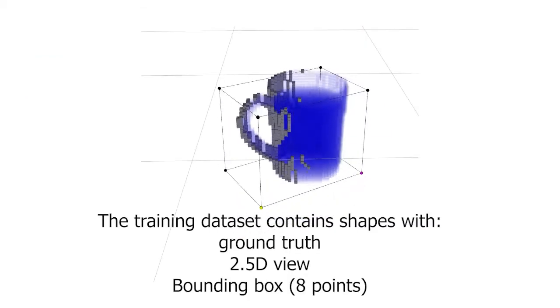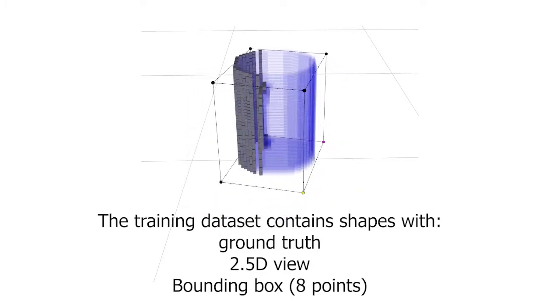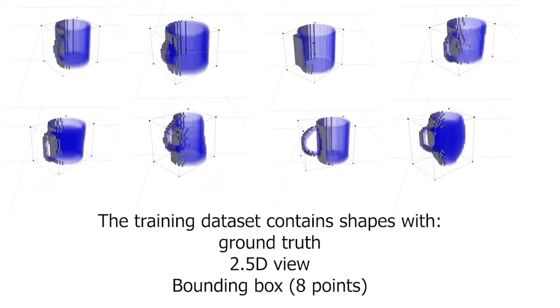Our dataset is generated from mesh objects that are rotated and translated. We compute the depth view for each shape at each pose. We also compute the bounding box, represented by 8 points.